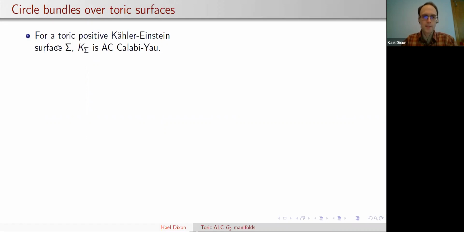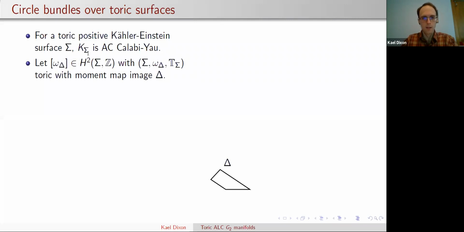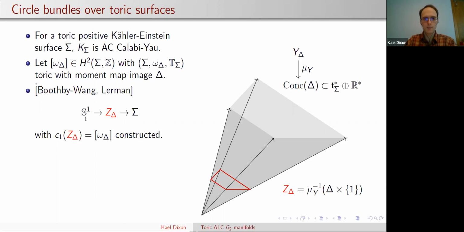So this is just an example to say that we would care about bundles over surfaces. In order to create the circle bundles, we would do it like this. The surface would be toric, so you're going to be able to draw some kind of a polytope for that surface. And then to create the circle bundle over it is basically the Boothby-Wang construction, which creates a contact manifold over the surface.